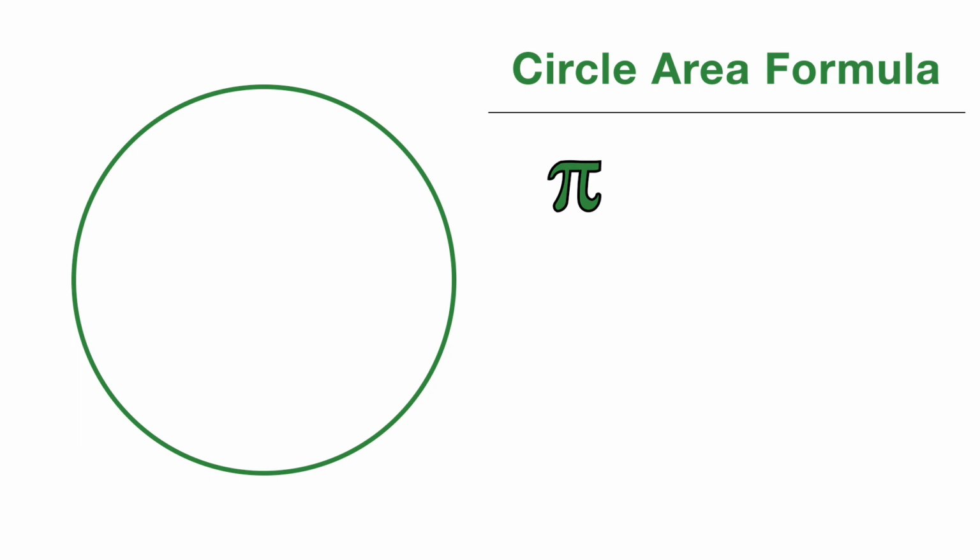You're going to use pi. Pi is the irrational number that's 3.14159. It goes on forever, but think of it essentially as 3.14. And then you're also going to use the radius in this formula.